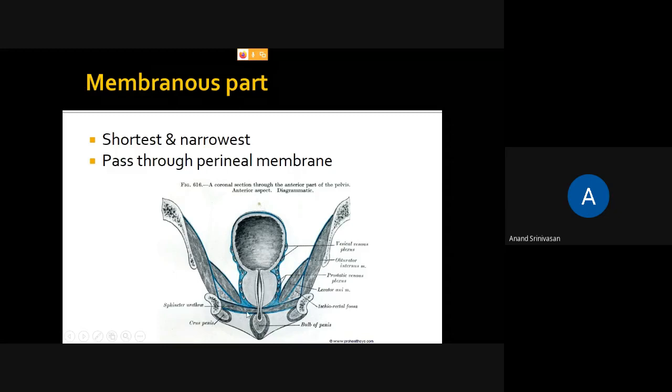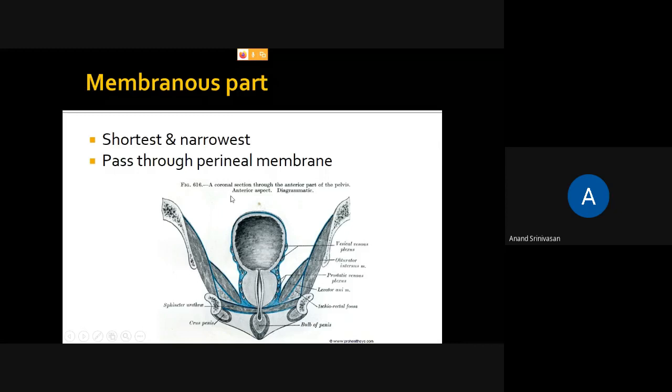This is the superficial and deep perineal membranes. So it passes through this perineal membrane. So this is the membranous part of the urethra. It is the shortest part of the urethra and it is the narrowest part of the urethra. So what does the narrowest mean?